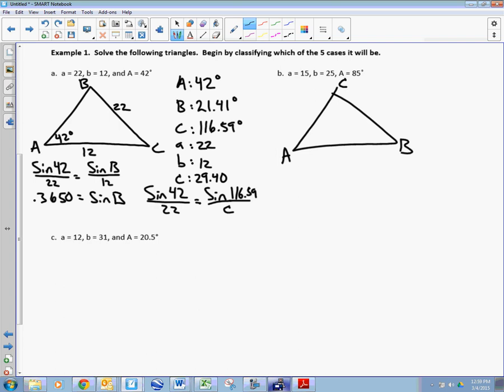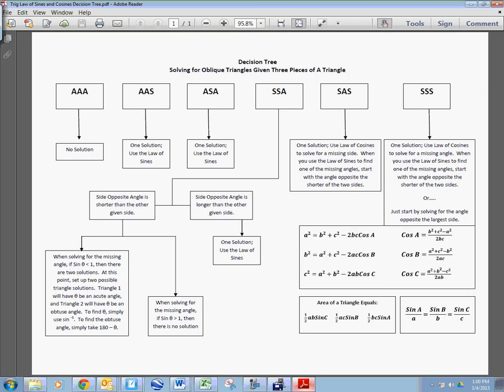A, B, C. A is 85 degrees. B is 25. A is 15. Again, which of the 6 cases is this? Side-side angle, right? So I go down my decision tree. It says when I have side-side angle, I must look at the side opposite the angle. Is the side opposite the angle shorter or longer? Shorter. Uh-oh, I've either got no solution or I have 2 solutions.